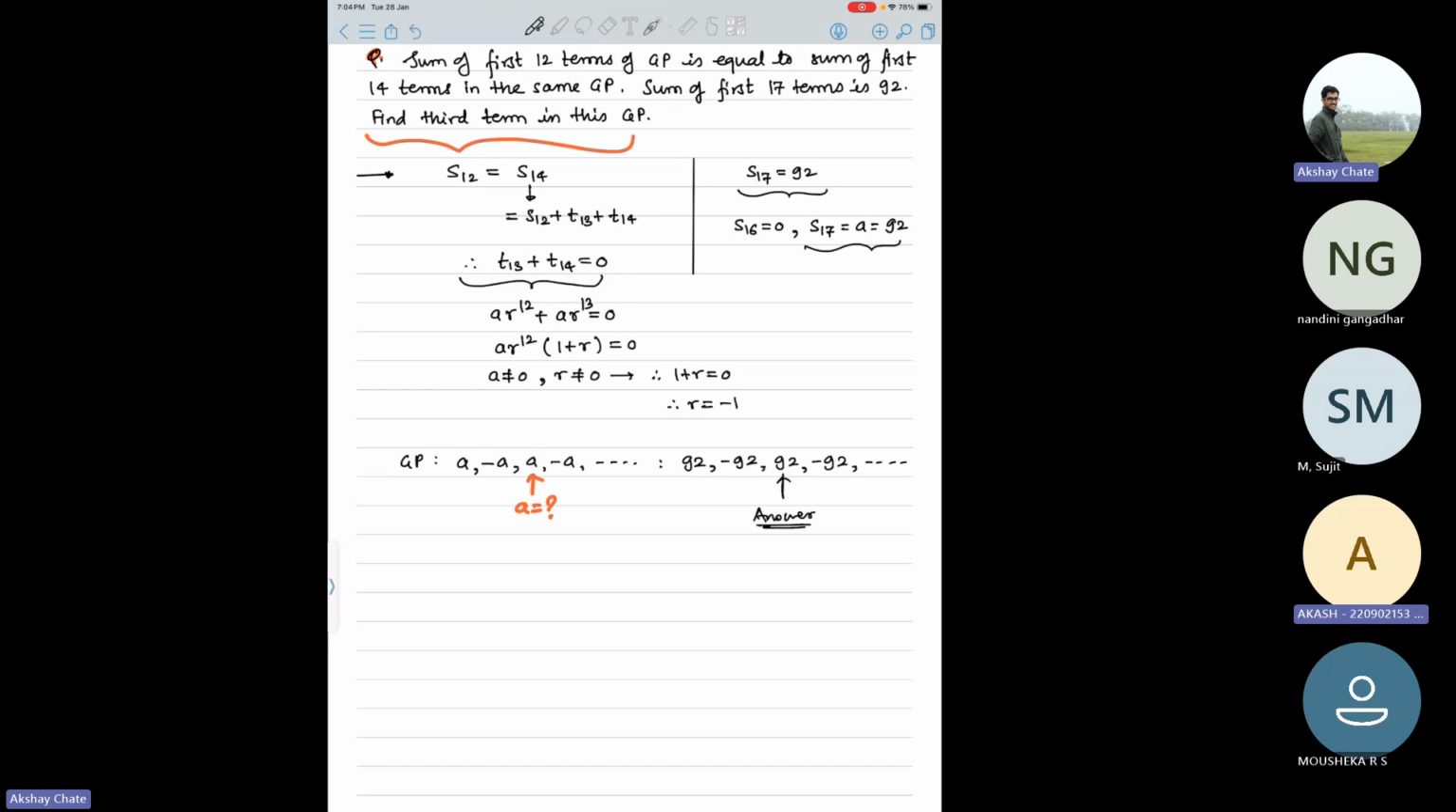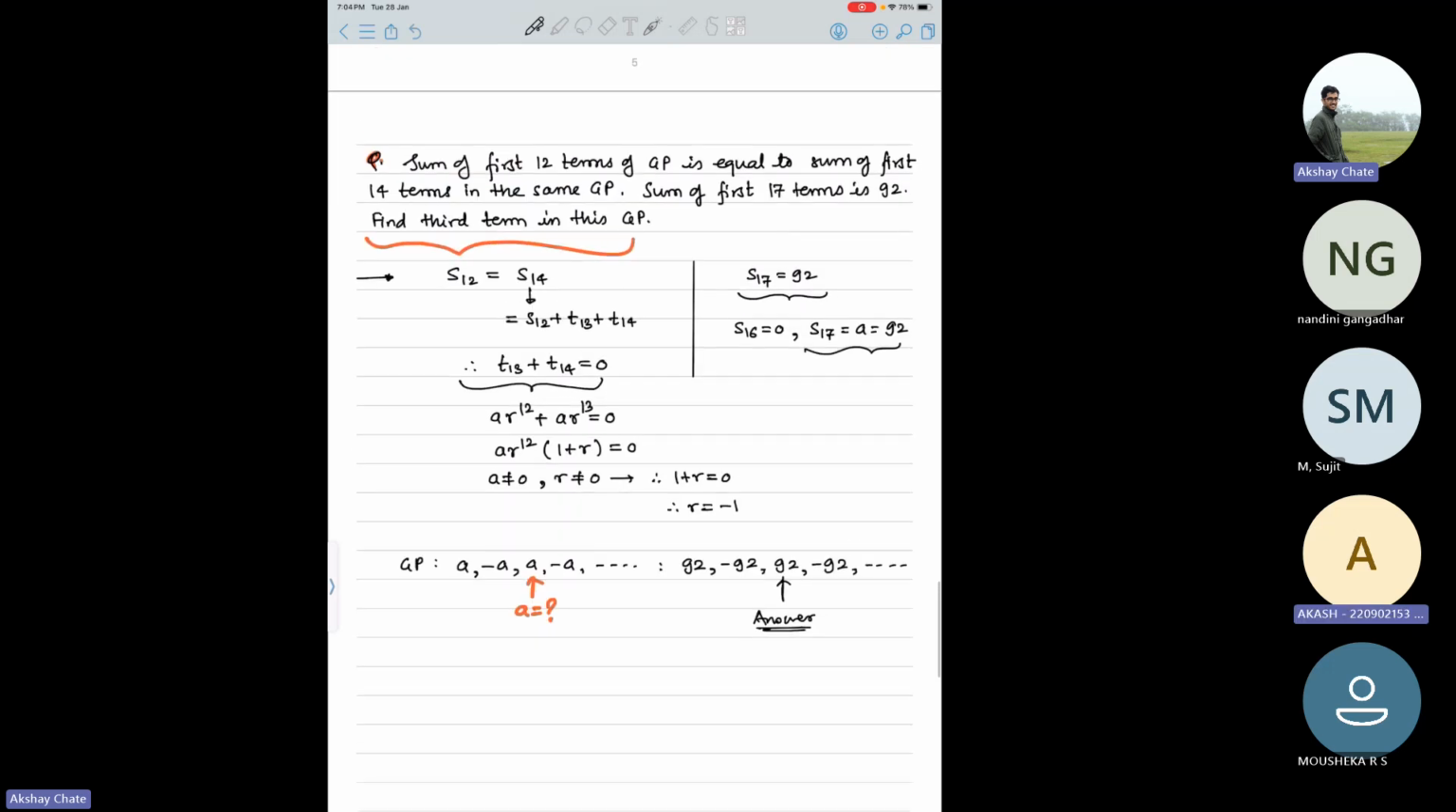Sir, in GP problems, we usually use S, right? Here, you have considered that T13 plus T14 is equal to 0. What is that, sir? Like one step, I didn't understand.